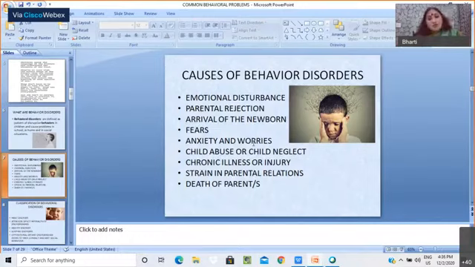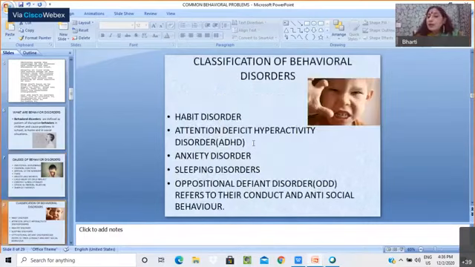Then child abuse or child neglect, they could be a victim of either. Then chronic illnesses or injury, if the child is continuously suffering, because I know many children who, because of their physical illnesses, have started showing behavioral problems. Then strain in parental relations, domestic violence, and death of a parent. So there can be a number of other factors which I have not taken into account, because if we really write, there are many. Now, when we talk about classification of behavior disorders, dear friends, we understand habit disorder.